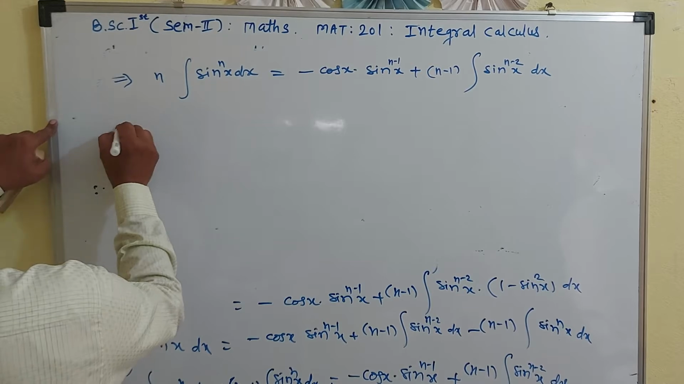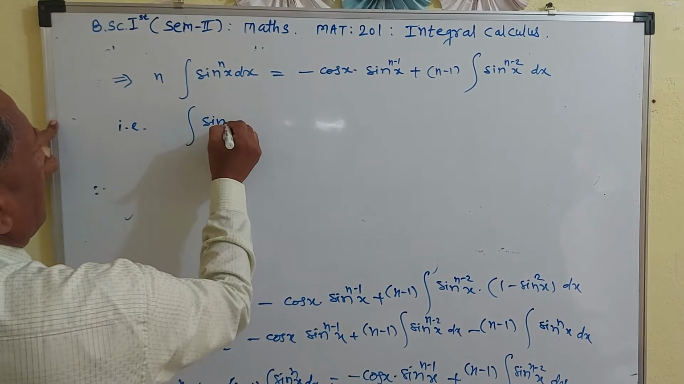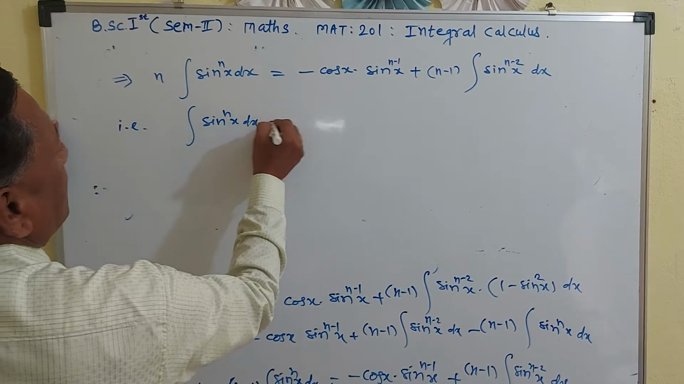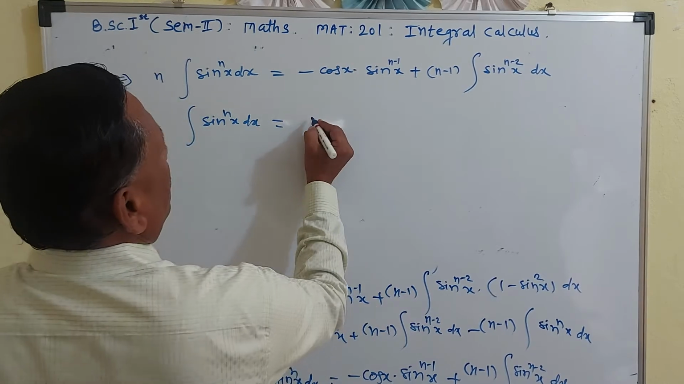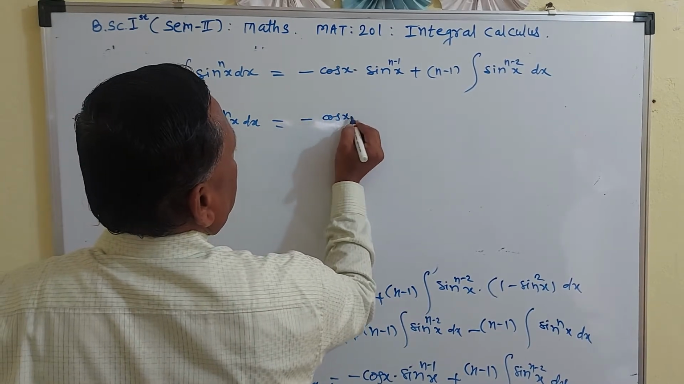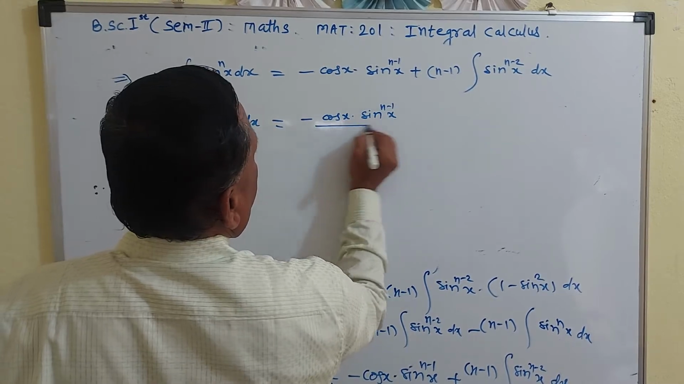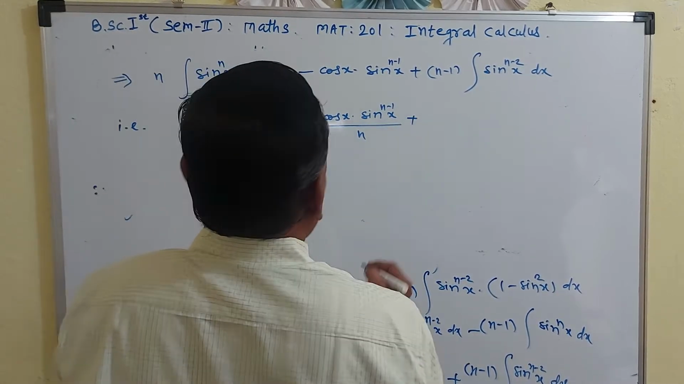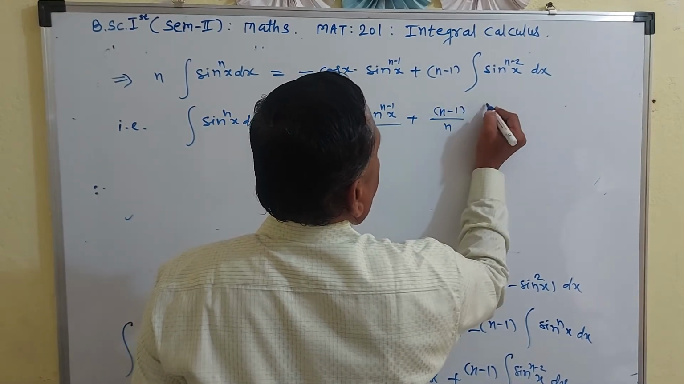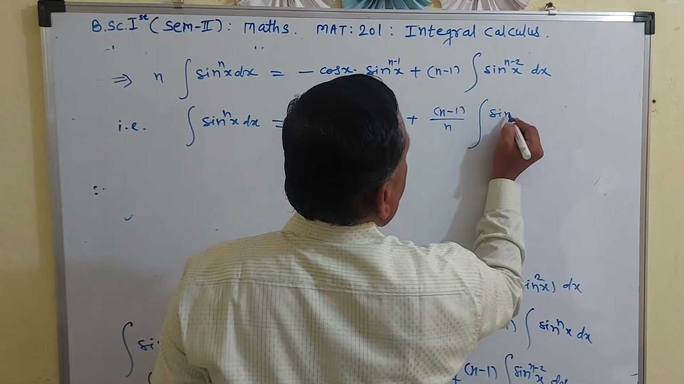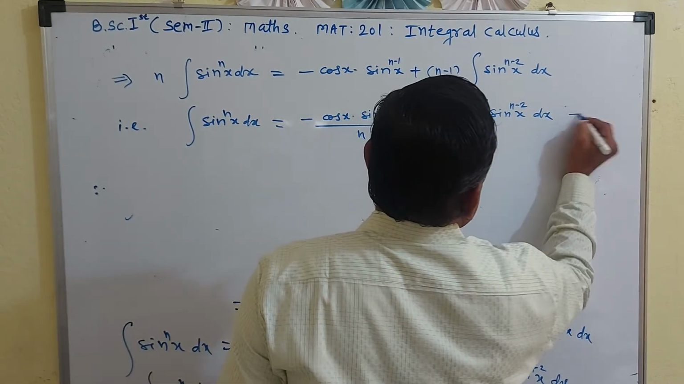Again this can be written as integration of sin^n x dx is equal to, so you divide throughout by n, so minus cos x into sin^(n-1) x upon n, then plus (n-1) upon n into integration of sin^(n-2) x dx.